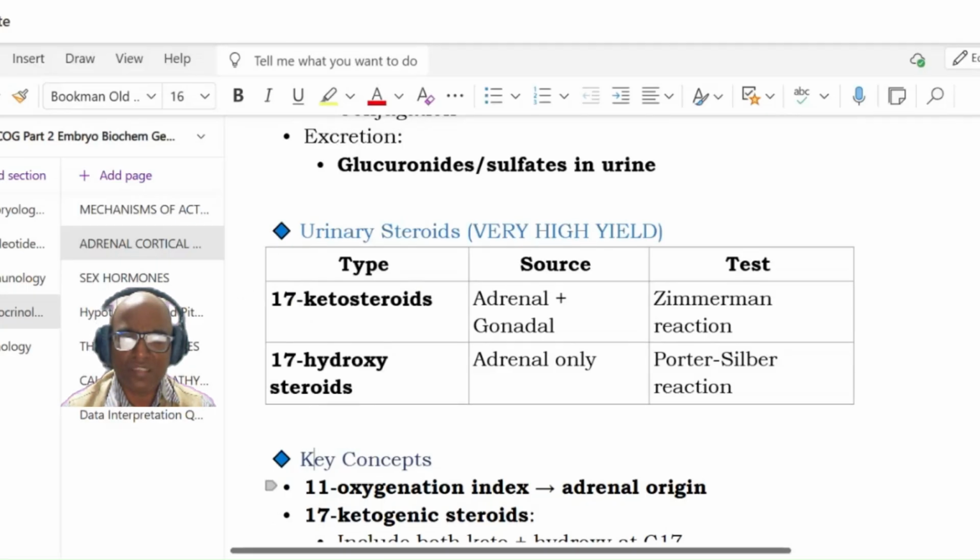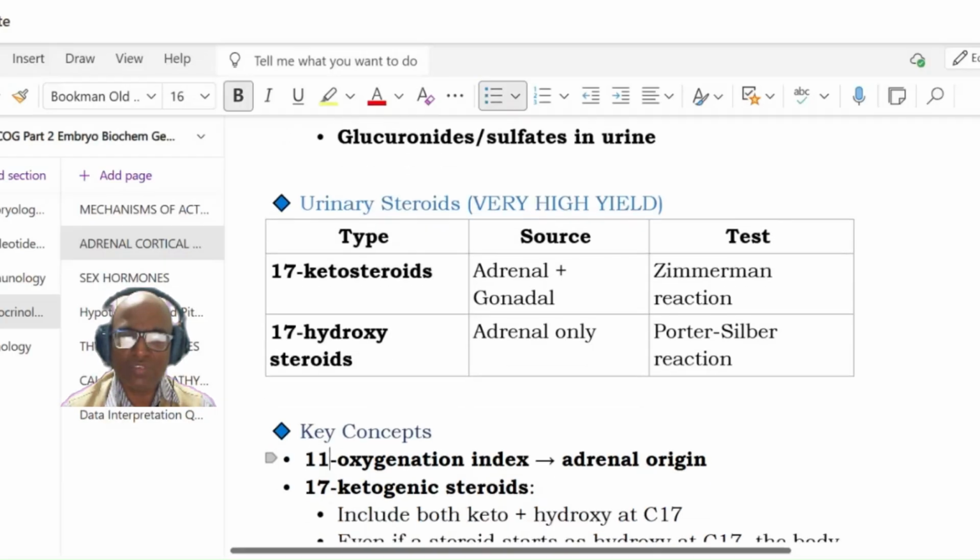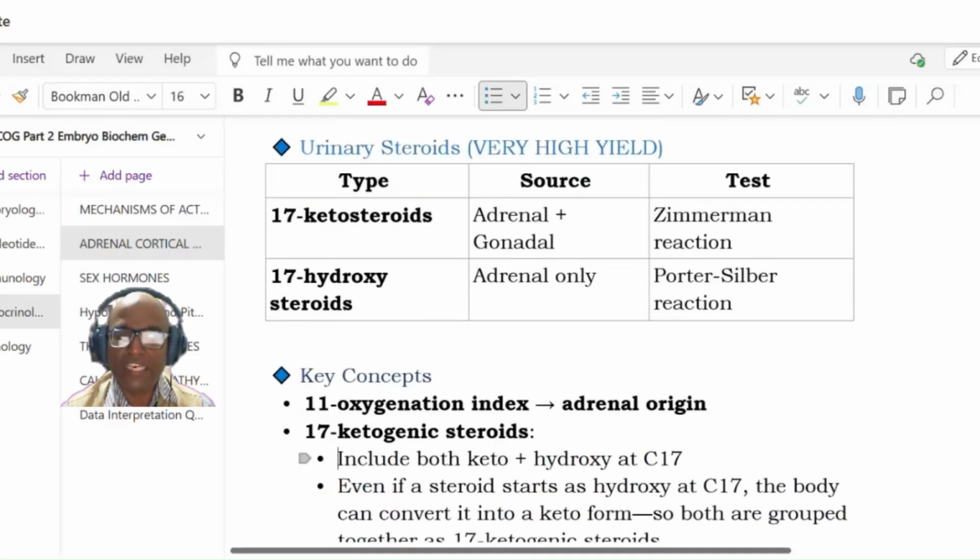Another thing you should remember is the 11 oxygenation index. When 11 oxygenation is present, it denotes that the particular molecule is of adrenal origin. And these 17 ketogenic steroids, which are metabolites, include both keto as well as hydroxy at carbon 17. So these androgens, which are from the adrenal as well as gonadal, will give products as 17 ketosteroids.